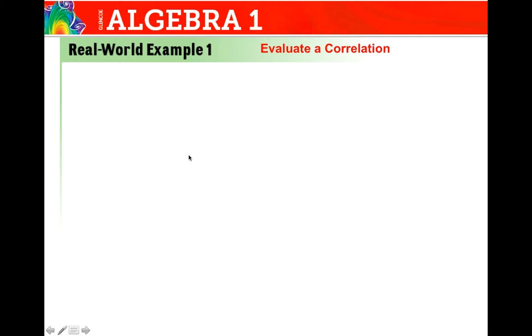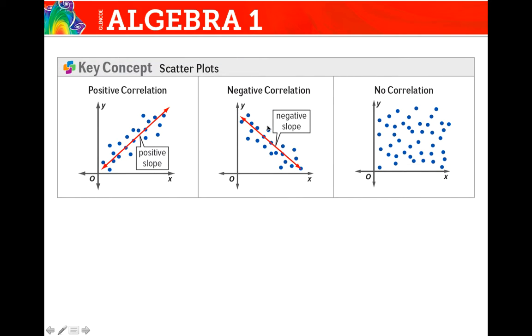Oops, let's go back one. Negative correlation will look like a negative slope as you go from left to right. This could be the more miles I drive and the level of gas left in my gas tank.